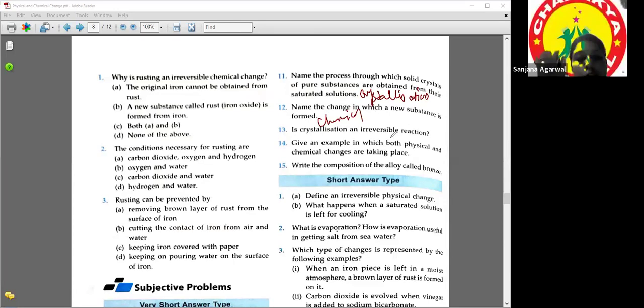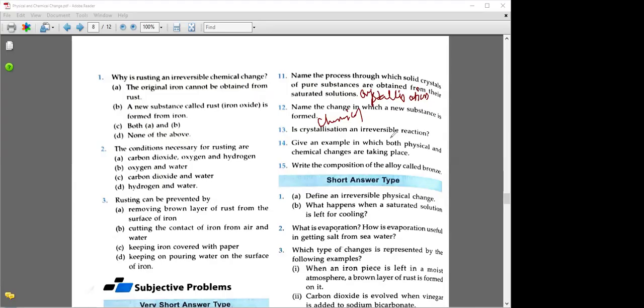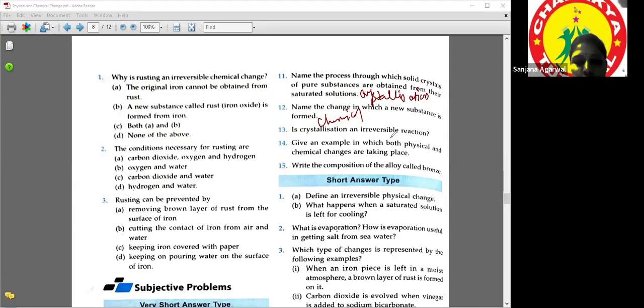Oh, sorry, I asked wrong. How is it irreversible? Ma'am, because we obtain a pure substance. Ma'am, we can dissolve it in water. Yes. So it is a reversible reaction. Give an example in which both physical and chemical changes take place. Okay, an example in which both take place. Burning of a candle, good example.